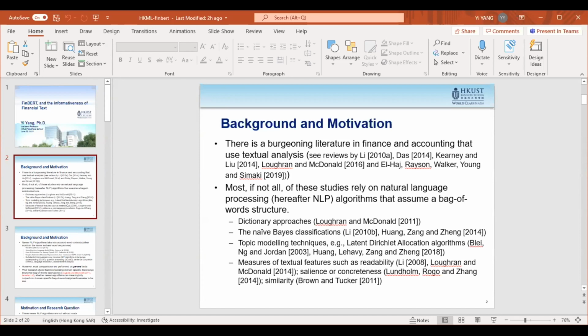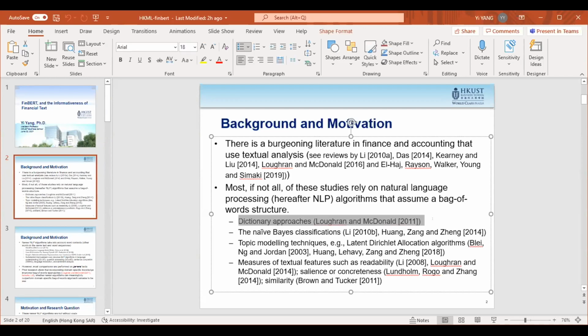most of this research relies on very simple NLP methods, such as the bag-of-words model. In the bag-of-words model, you just treat each word independently. And if you have any previous experience in dealing with financial data, there's a very famous, well-known lexicon called the LM Dictionary, which is something that I have highlighted here. So this is a dictionary approach. Basically, this L and M dictionary is widely used in financial studies.